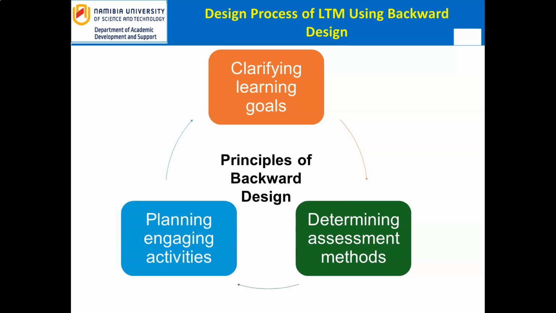3. Planning engaging activities. This principle helps academics plan effective and relevant learning activities and resources that support student learning and prepare them for the assessment. By planning engaging activities, academics can consider the principles of effective instruction, such as differentiation, scaffolding, and feedback, that can address the diverse needs and interests of students. Planning engaging activities also helps academics create meaningful and authentic learning tasks that require students to apply their knowledge and skills to real-world situations and foster deeper learning.